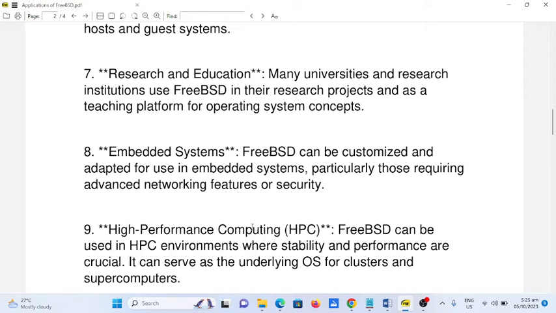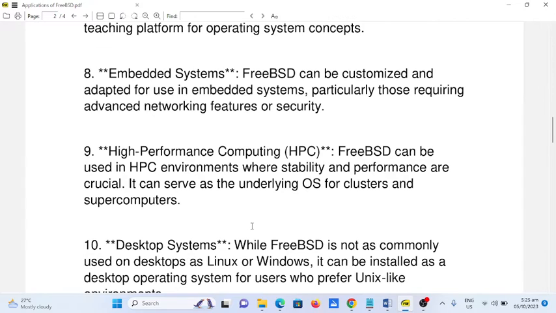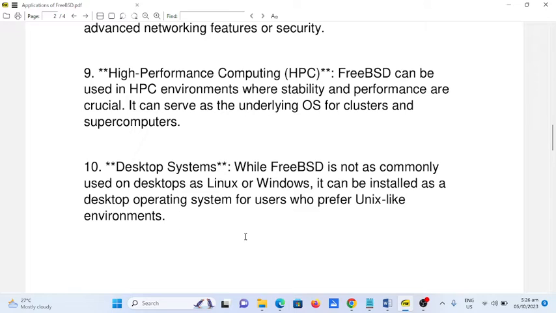Number 8, embedded systems. FreeBSD can be customized and adapted for use in embedded systems, particularly those requiring advanced networking features or security. Number 9, high performance computing or HPC. FreeBSD can be used in HPC environments where stability and performance are crucial. It can serve as the underlying OS for clusters and supercomputers. Number 10, desktop systems.